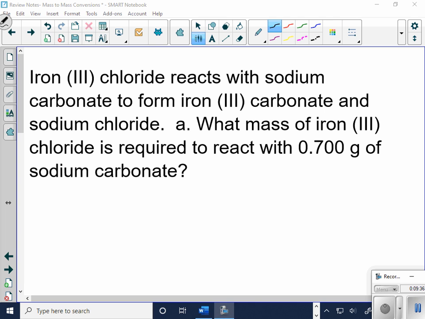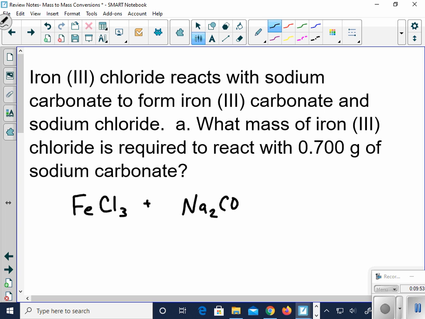So I need to write out my skeleton equation to start with. So I have FeCl3 will react with sodium carbonate, it's going to yield iron 3 carbonate, and sodium chloride.